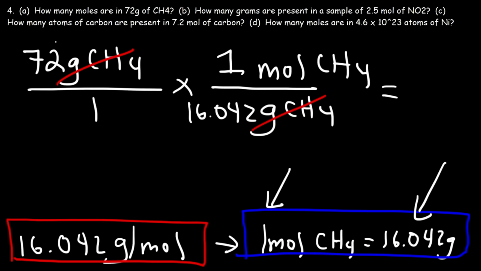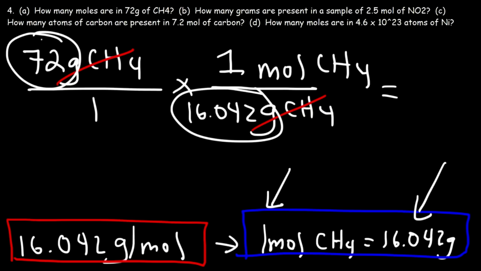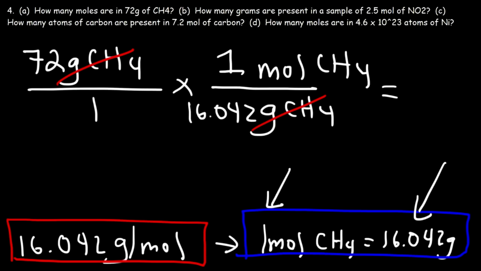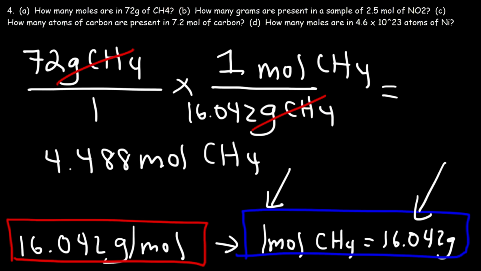Now we need to divide because we have a number on top and a number on the bottom. If we had 2 numbers on top, then we would multiply. So to get the answer, it's going to be 72 divided by 16.042, and so it's 4.488 moles of methane. That's how you can convert from grams to moles.